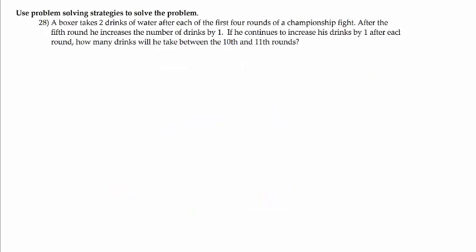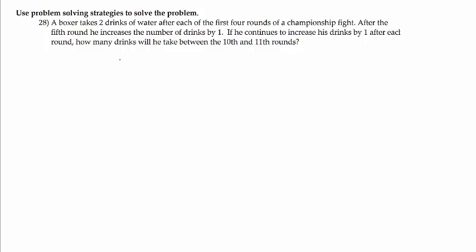Number 28. A boxer takes 2 drinks of water after each of the first 4 rounds of a championship fight. After the 5th round, he increases the number of drinks by 1. If he continues to increase his drinks by 1 after each round, how many drinks will he take between the 10th and the 11th rounds?